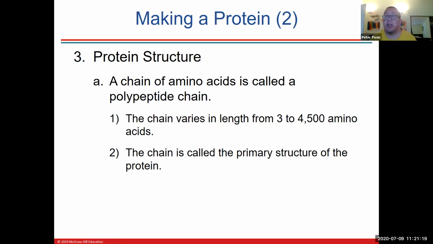Proteins are important in their structure, so we'll talk a little bit more about protein structure. The protein structure is first determined by the sequence of amino acids. Which amino acids are in that sequence is the primary structure. The primary structure is literally the sequence of amino acids.